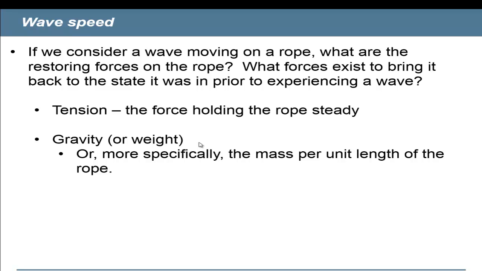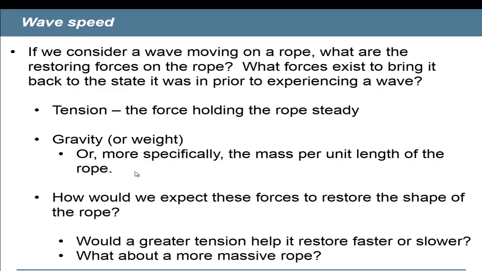If I have a longer rope, obviously it weighs more, but I don't care about the mass of the entire rope. I actually only care about the mass of each individual particle. Or I could simply say the mass per length. We could look at particles in terms of the length of rope as well. So the tension plays a role in restoring the force back to equilibrium, as well as gravity. So how would you expect these forces to restore the shape of the rope?